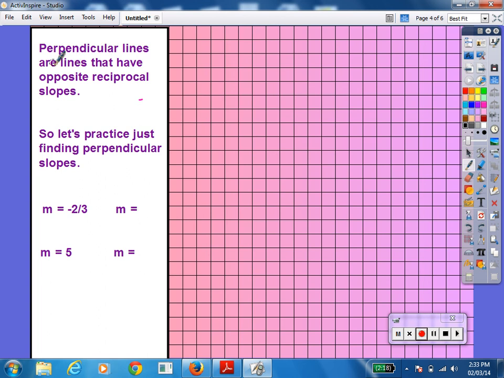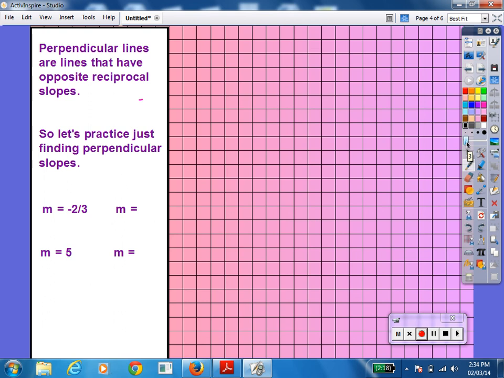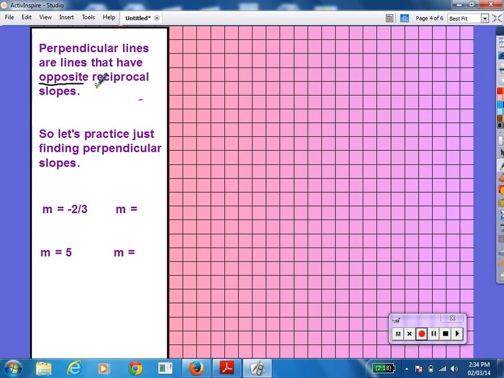Perpendicular lines are lines that have opposite reciprocal slopes. It's really important that you pay attention to this part and this part of the terminology for perpendicular. Perpendicular slopes always will multiply to equal a -1.